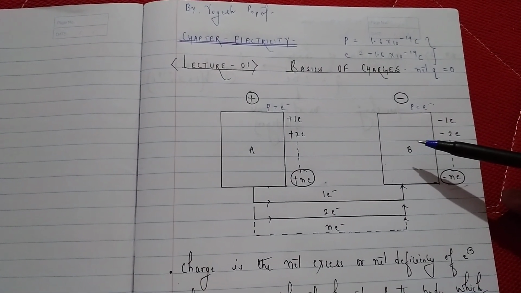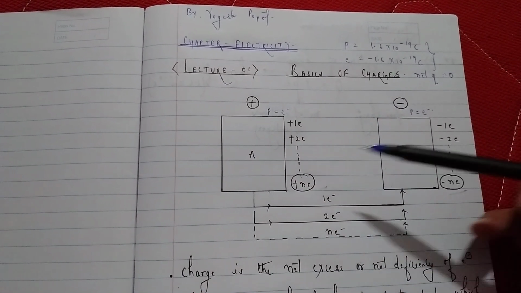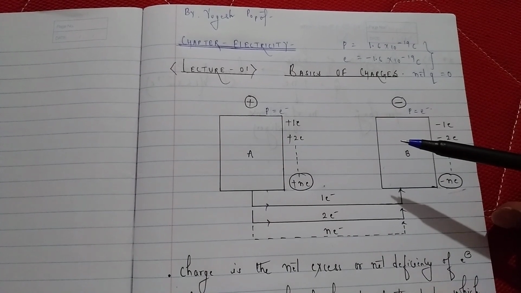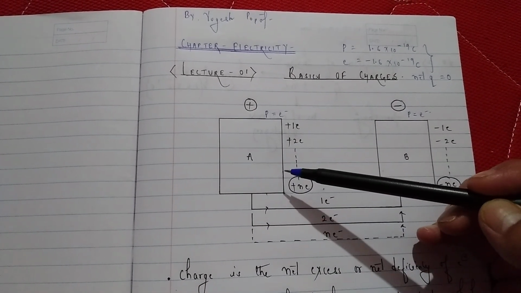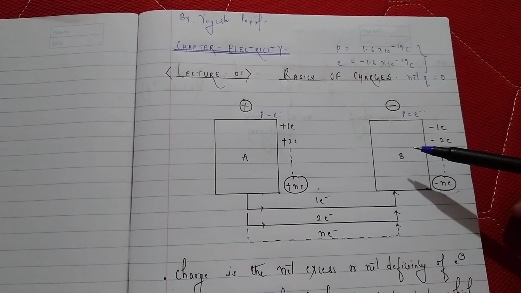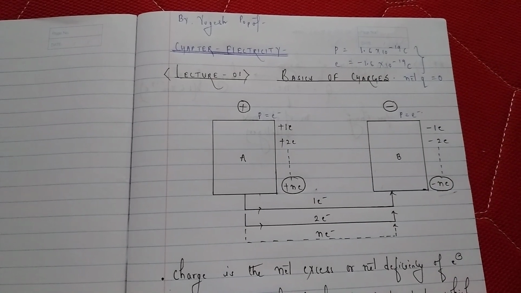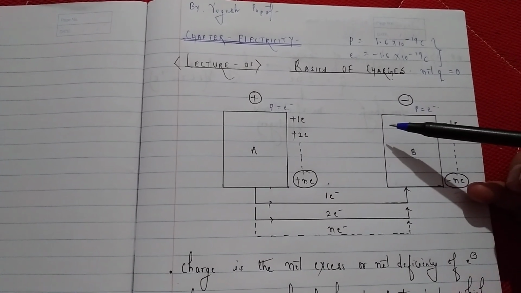When I say electrically neutral, that means in both body A and body B there are the same number of electrons and protons individually. That means if body A has 7 electrons, it will have 7 protons. Body B has 10 electrons, so it will have 10 protons. This is just an example. So both of these bodies are considered to be electrically neutral.